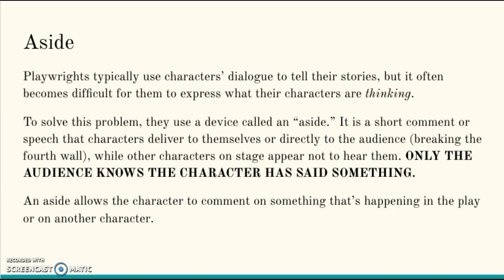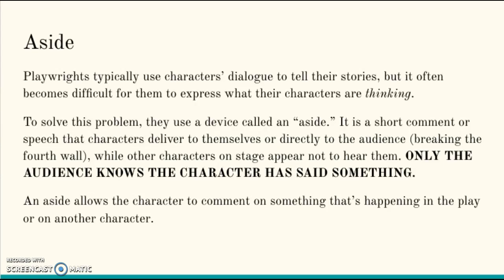Okay, so aside, we started talking about this already also, but an aside comes into play because typically in a drama, you have dialogue telling the story. So you have characters talking to each other to tell the story. You are often unable to show what a character is thinking. You might do it through a soliloquy, but a soliloquy is lengthy. The playwright might not want to have a character go on and on about what they are thinking and feeling. If they want it to just be a quick, short comment to show what the character is thinking, they use an aside.